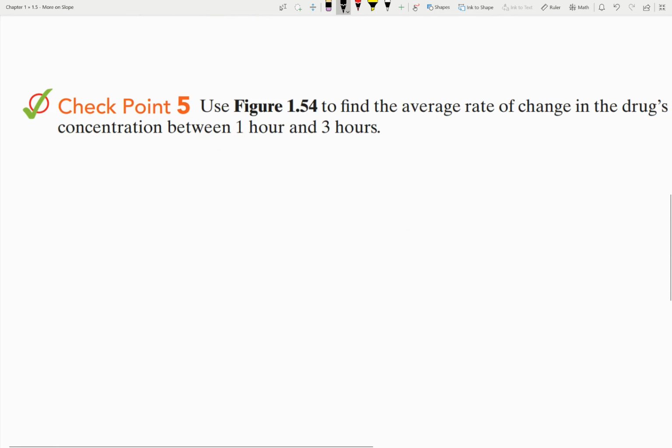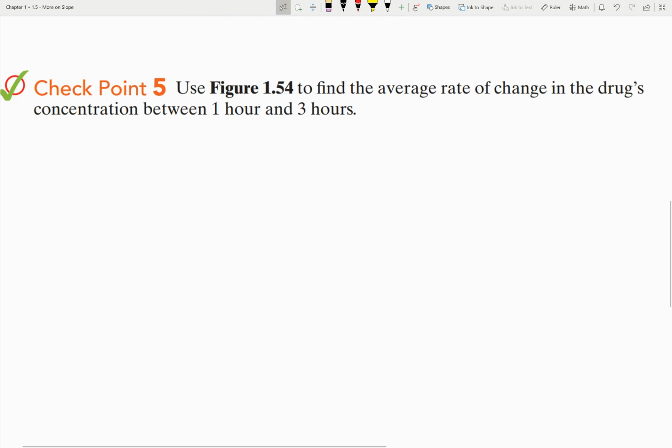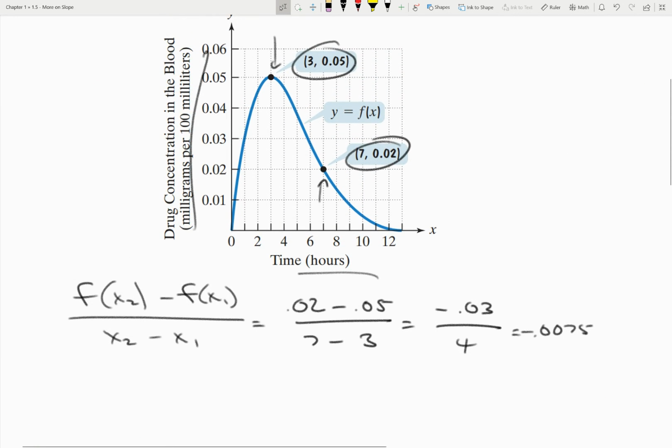Let's try a checkpoint between 1 hour and 3 hours. So at 1 hour, we can see my point right there is going to be 1 comma 0.3. Yeah, ugly. Whatever. Okay, so let's try it.